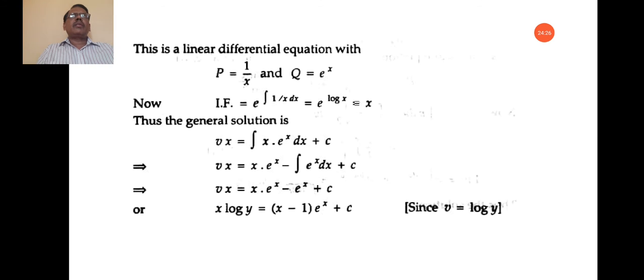So the given equation can be reduced to a linear differential equation, and then by substitution f of y is equal to v, we can find the general solution of the given equation.